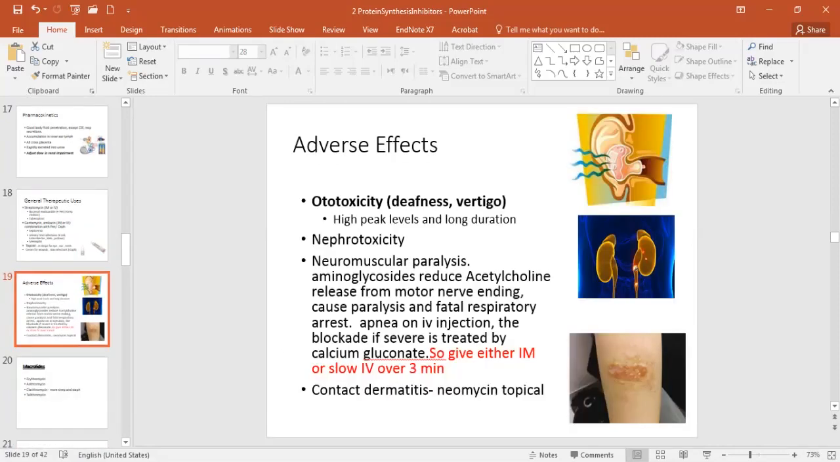The adverse effects. The most important adverse effects are ototoxicity and nephrotoxicity, which are very common. Ototoxicity leads to deafness or vertigo because it goes to the inner ear. It affects the sensory cells in the inner ear responsible for hearing and balance, therefore it leads to deafness and vertigo.